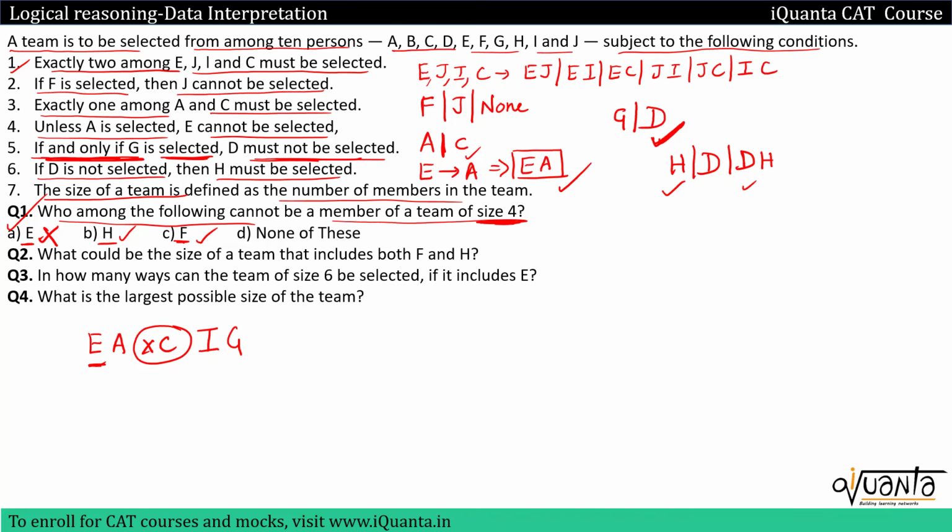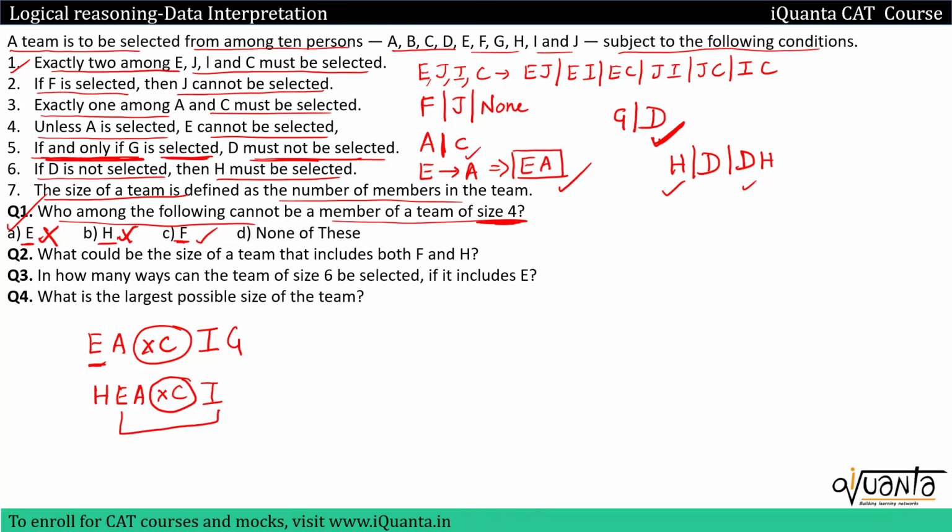Let us try to form a team having H and 4 members. So I will select H. Then I know that one out of E or A has to be in the team. So I can select E. If I select E, I will have to select A. In that case, I cannot select C because A is selected. Then another person that I can include here is I. So yes, I have formed a team having 4 members and H is present. And then only 2 out of EJIC are present. So yes, no condition is being violated. So yes, it is possible to select a team of 4 having H. So even this cannot be the answer.